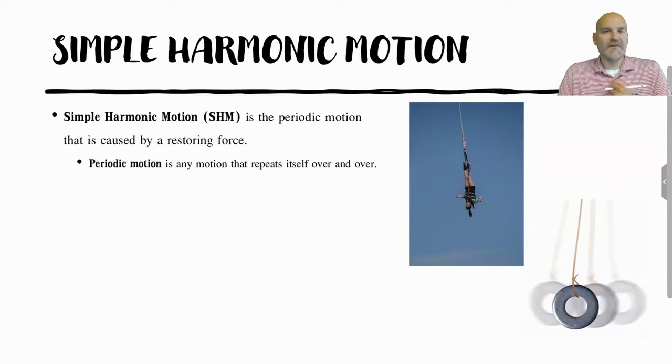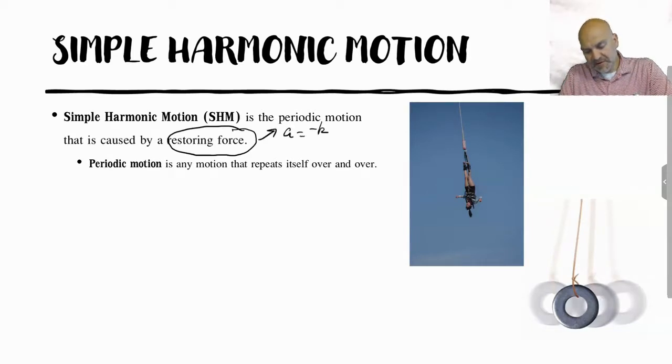Okay, so simple harmonic motion, or simply SHM, is the periodic motion that is caused by a restoring force. This is the topic that we talked about in the last video. So what were these restoring forces? For a mass spring system, the acceleration would be negative kx over m. And for a pendulum, it'd be g times tangent theta, okay?